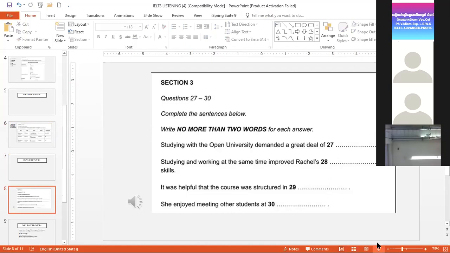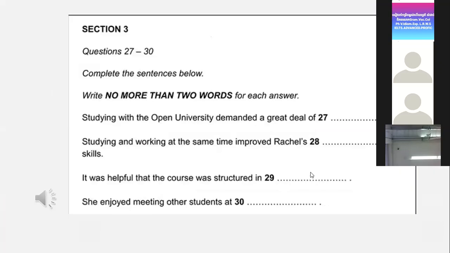So look at the sample questions together. How many words can you use to complete each blank? Two words. Can we put the number? No, just 2 words only. So you can write from 1 to 2 words, no more than 2 words and no numbers. All right. There will be 4 questions, so let's go.